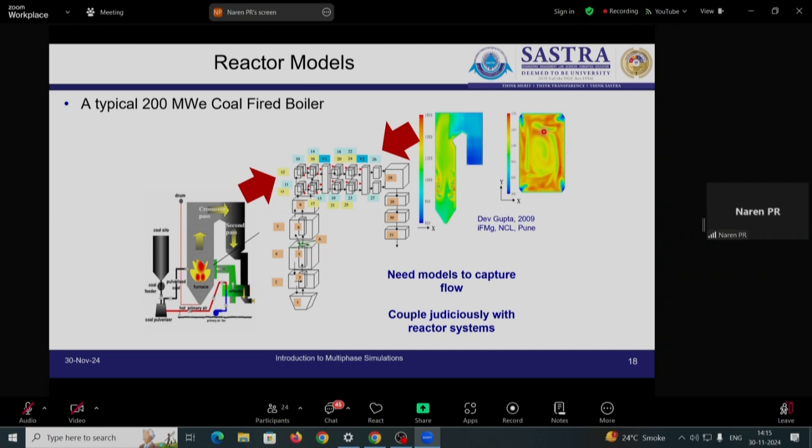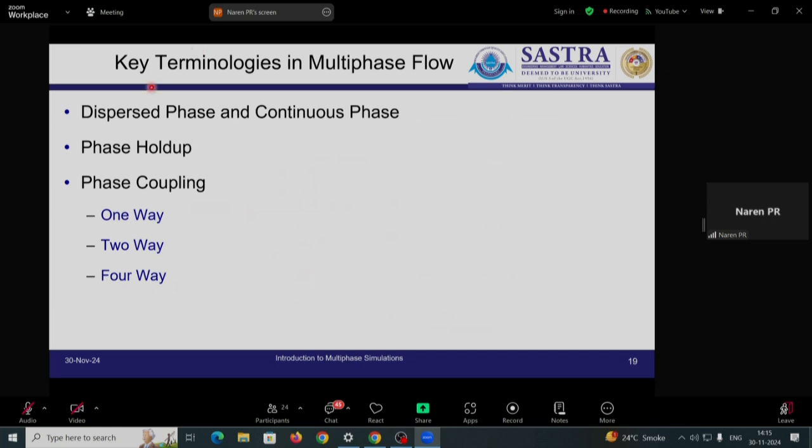We need to model how these two phases coexist. That means we need to predict how a dispersed phase and a continuous phase, a primary phase and a secondary phase, flow together. What happens, how they get distributed, what their phase holdup would be. What we mean by phase holdup is, per unit volume, how much of one phase is distributed in another phase. And whether both of them affect one another, or it only affects one way, or the turbulence of both phases coexists. All this will determine how this multi-phase flow pattern exists.